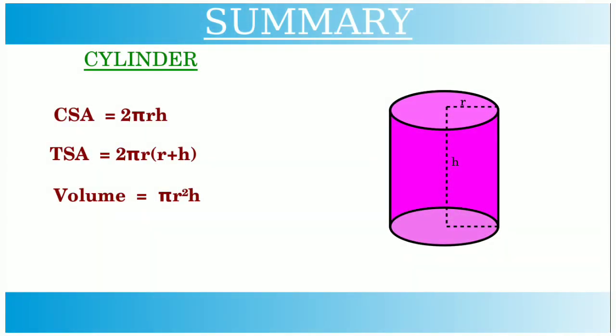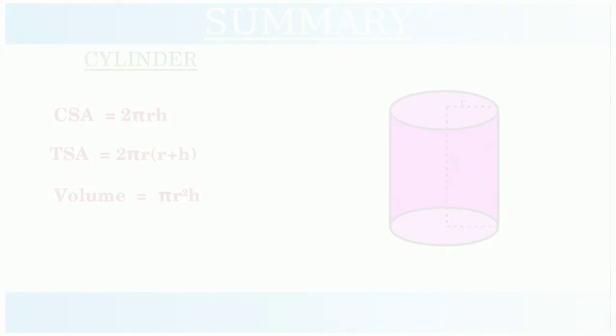Next, cylinder. Curved surface area of a cylinder is 2 pi r h. Total surface area of a cylinder is 2 pi r into r plus h. And volume of cylinder is pi r square h.